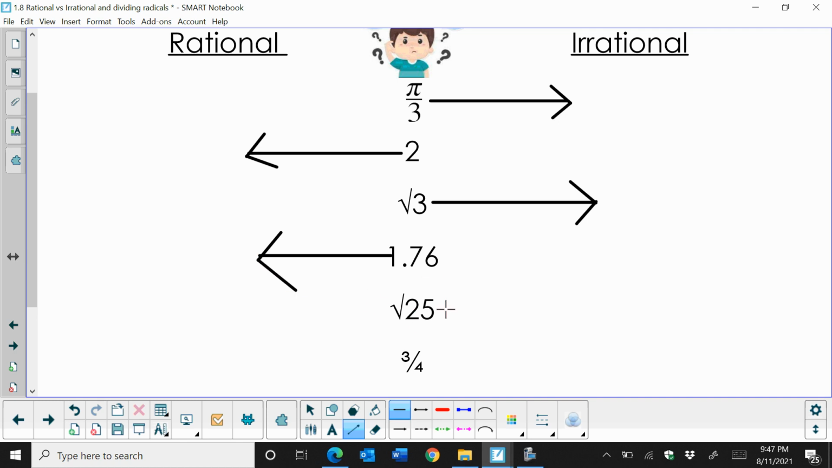Square root of 25. Don't let that tempt you to be irrational because it has a square root. That's actually rational. Why is that one rational? It's rational because that one simplifies just to 5, and 5 is indeed a rational number.